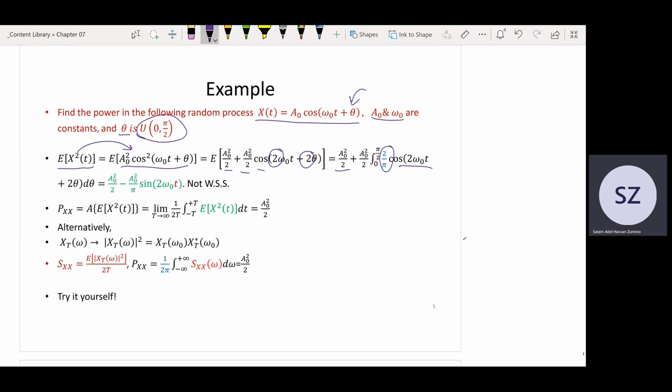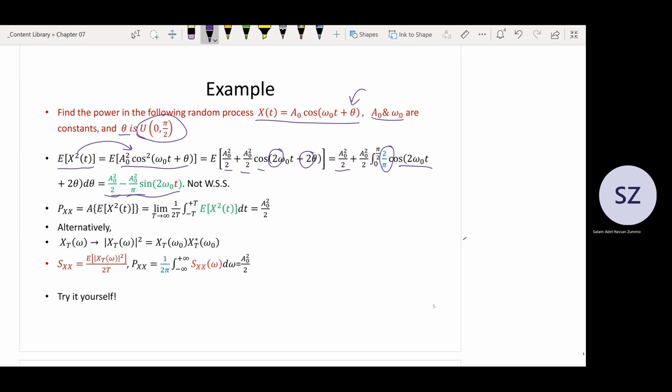So what do we have? We have A0 squared over 2. And then if we do the integral of cosine, what do we get? Sine? Well, is it sine? Minus sine, okay? And it will be from 0 to pi over 2. You will get that when you substitute into this. So the expected value of x squared of t is given by A0 squared over 2 minus A0 squared over pi sine of 2 omega 0 t.